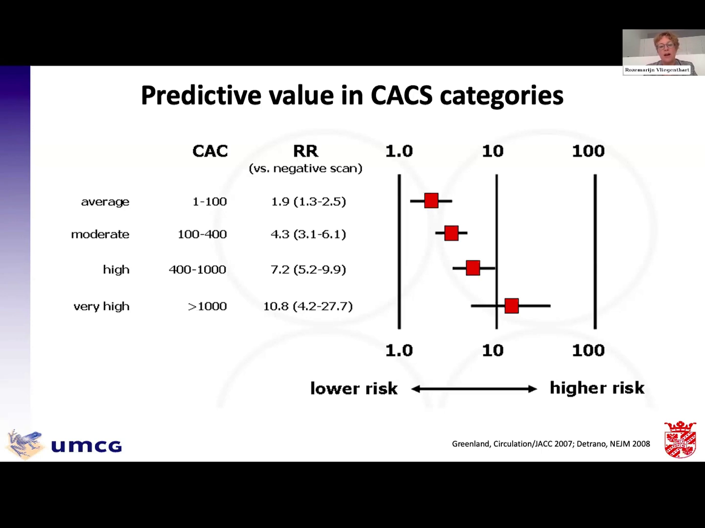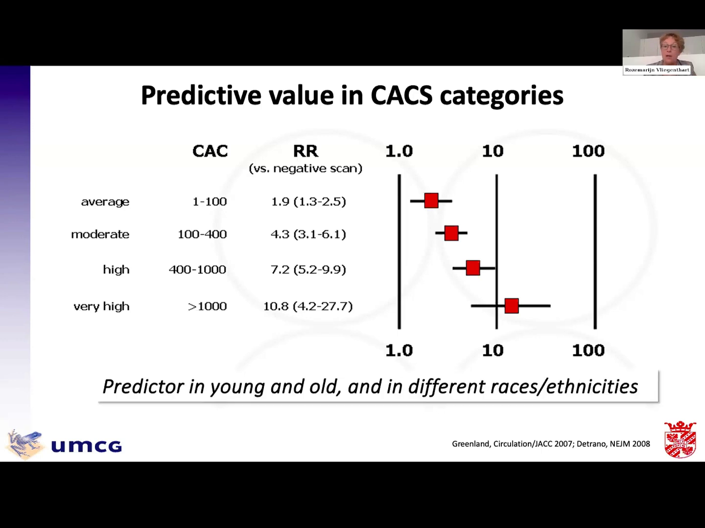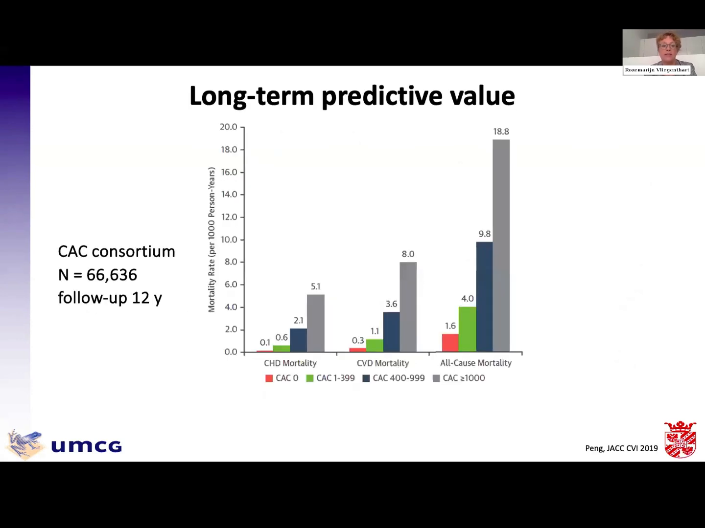These kind of risks are higher than we find for regular cardiovascular risk factors like hypertension and smoking. And newer studies have shown that the calcium score is also a predictor in young populations and in old populations and in the different races and ethnicities.